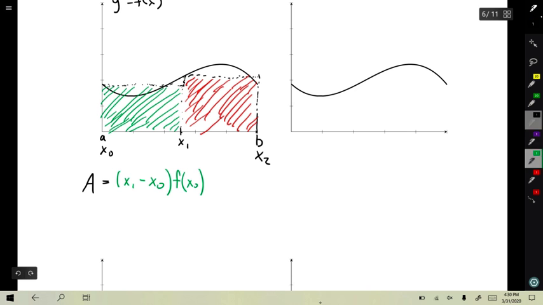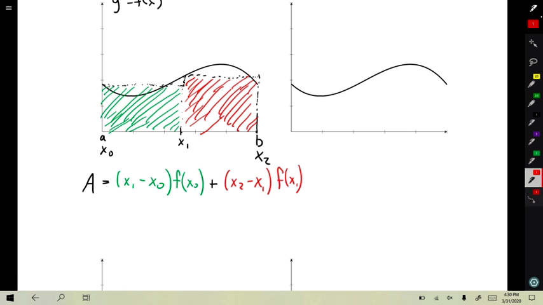But now we need to account for our right rectangle here. I'm going to look at the base here, and this base has length x2 minus x1. Its height is equal to the y value of the left endpoint of the red rectangle. The left endpoint of the red rectangle is the y value on the curve at the value x1, and so the height here is going to be f of x1. So the entire area that I'm working with right now with this two rectangle left approximation is exactly x1 minus x0 times f of x0 plus x2 minus x1 times f of x1.